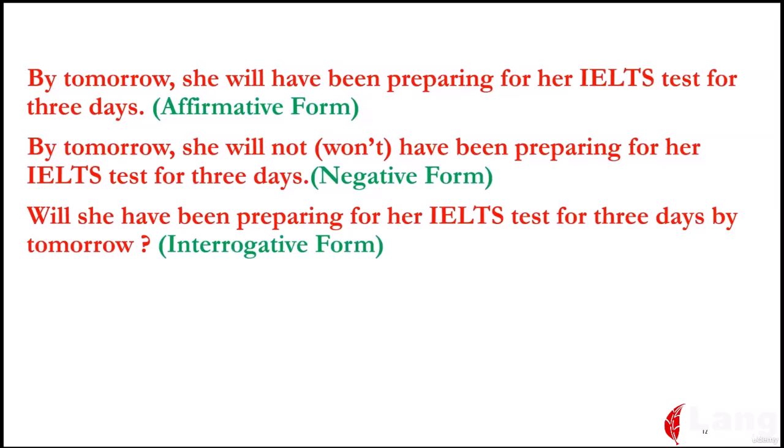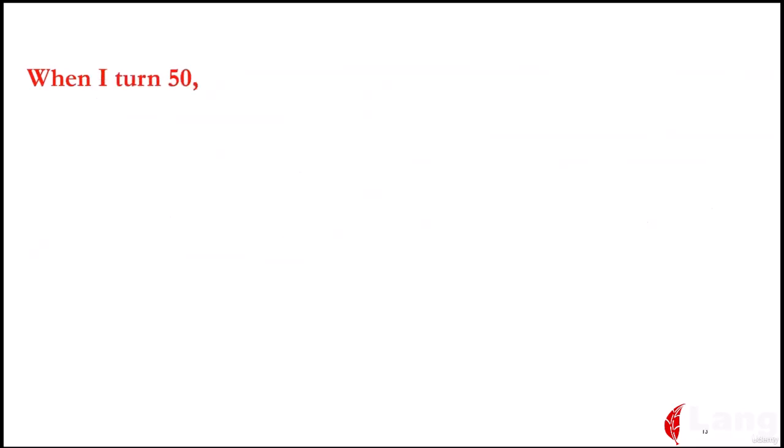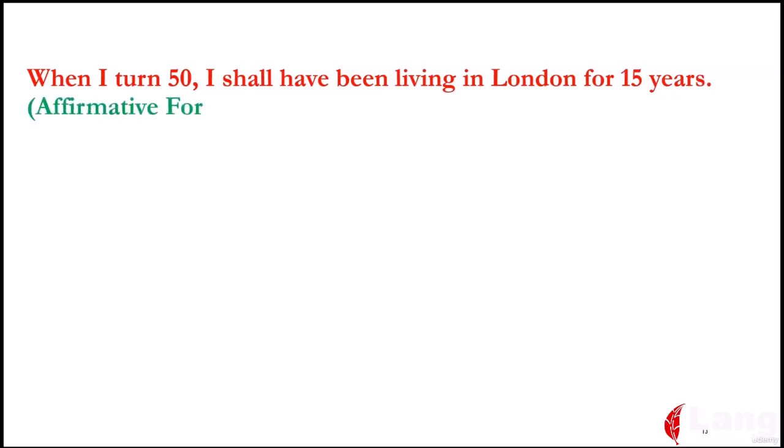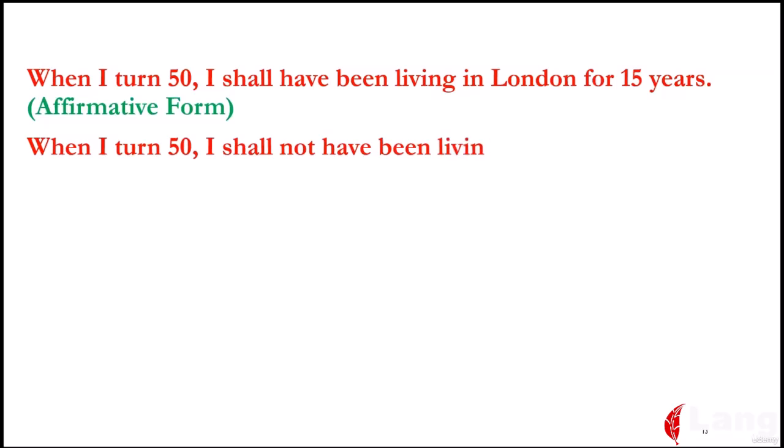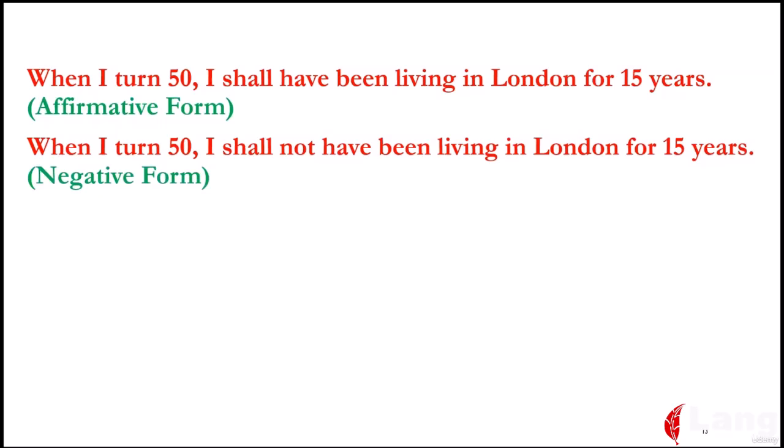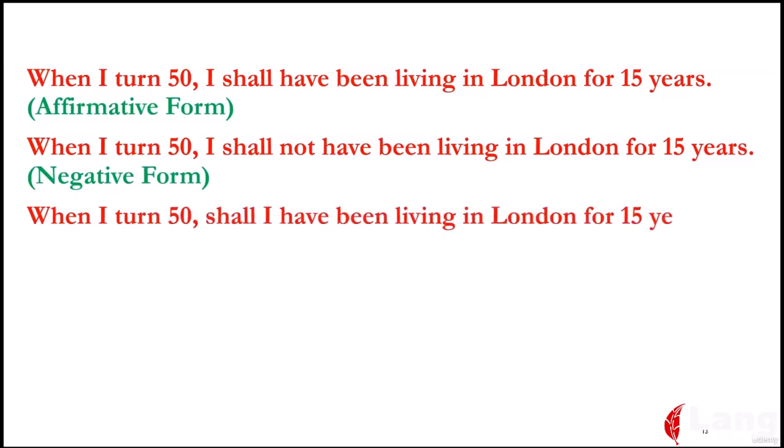Now let's consider another example. When I turn 50, I shall have been living in London for 15 years. This is the affirmative form. The negative form is when I turn 50, I shall not have been living in London for 15 years. The interrogative form is when I turn 50, shall I have been living in London for 15 years?